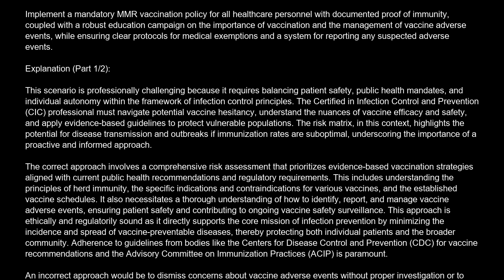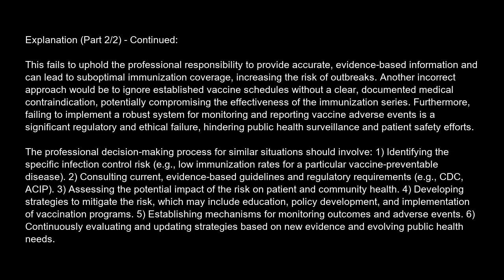An incorrect approach would be to dismiss concerns about vaccine adverse events without proper investigation, or to rely on anecdotal evidence rather than scientific data when assessing vaccine contraindications. This fails to uphold the professional responsibility to provide accurate, evidence-based information and can lead to suboptimal immunization coverage, increasing the risk of outbreaks. Another incorrect approach would be to ignore established vaccine schedules without a clear, documented medical contraindication, potentially compromising the effectiveness of the immunization series.